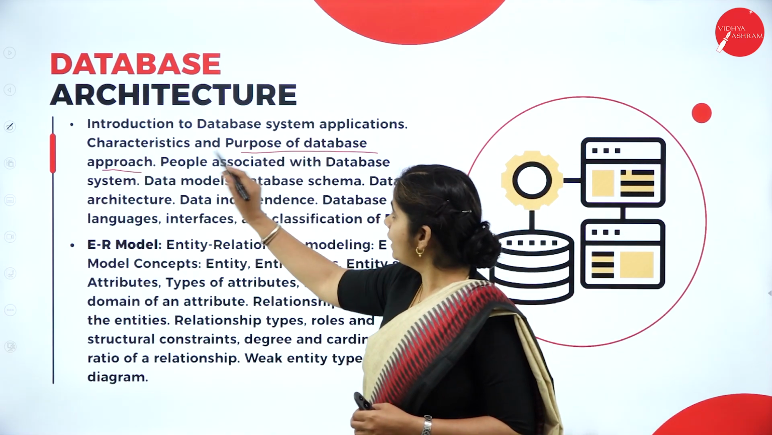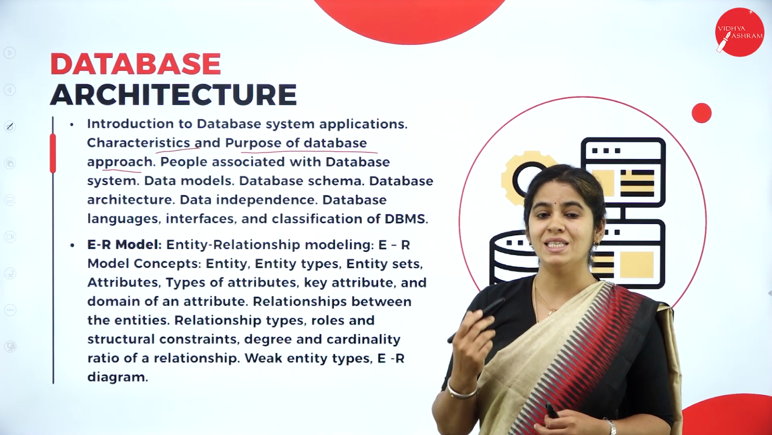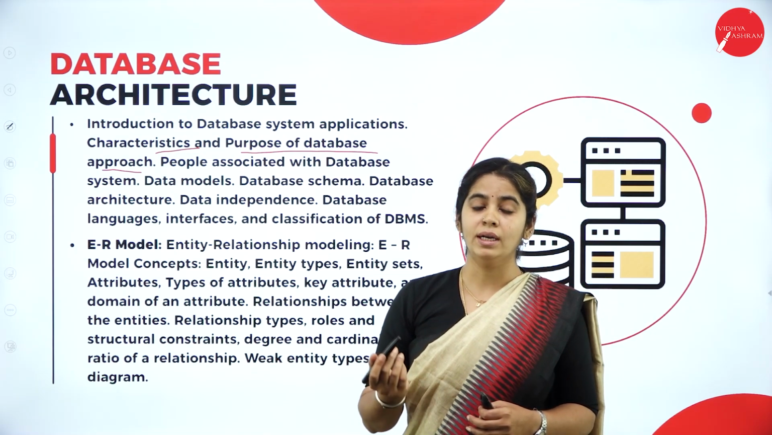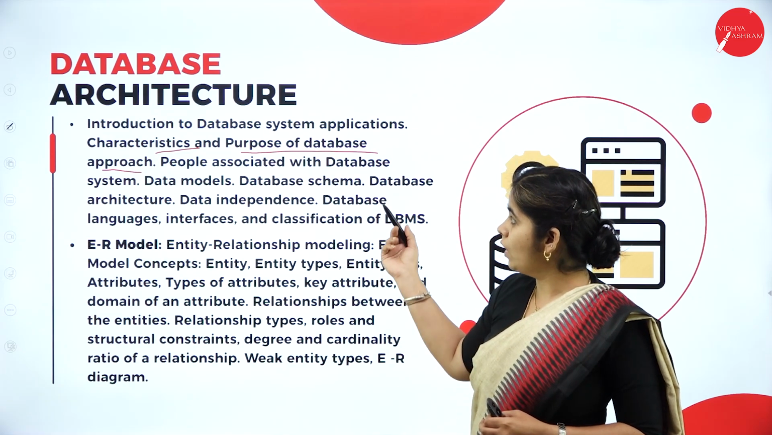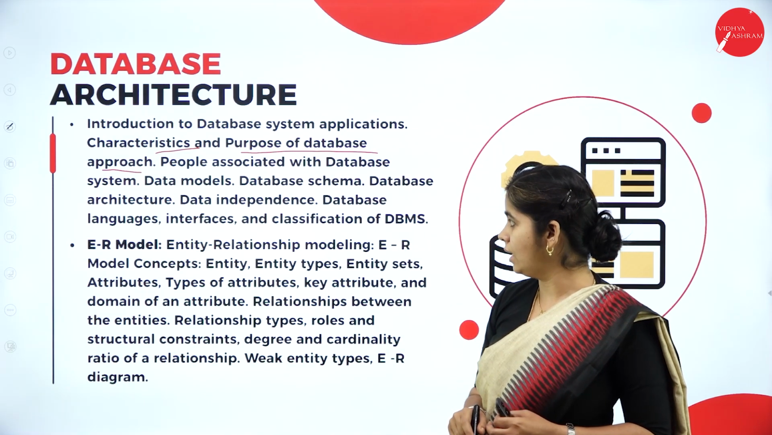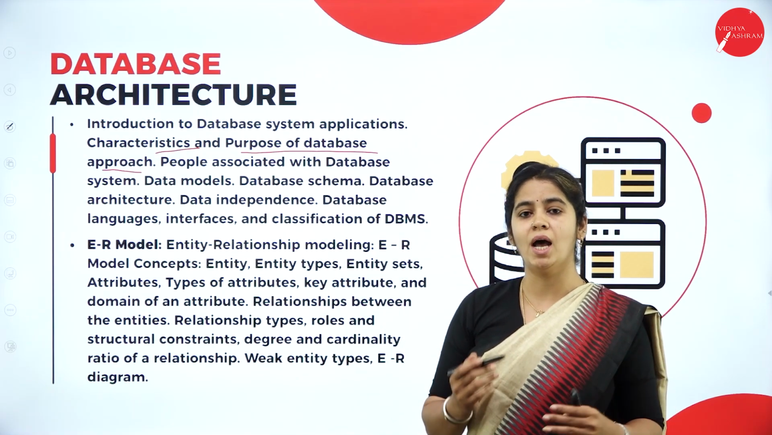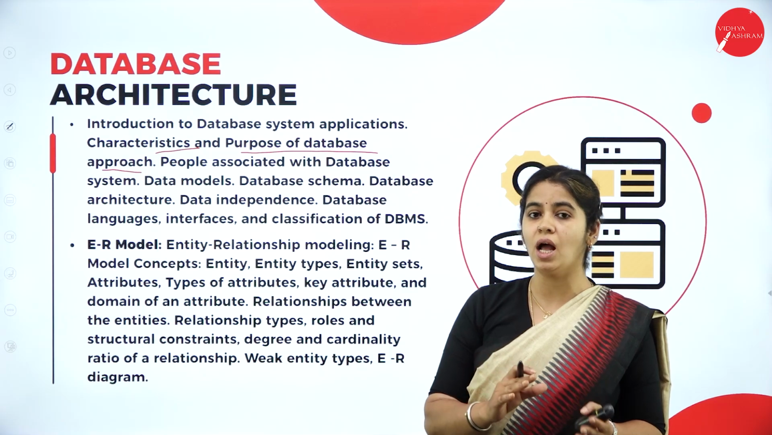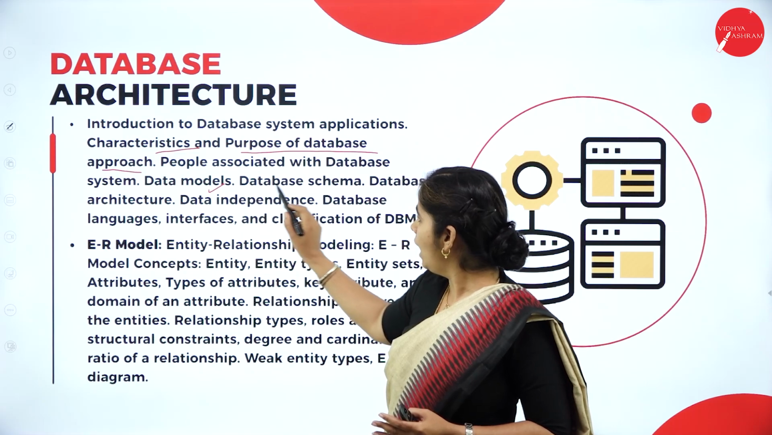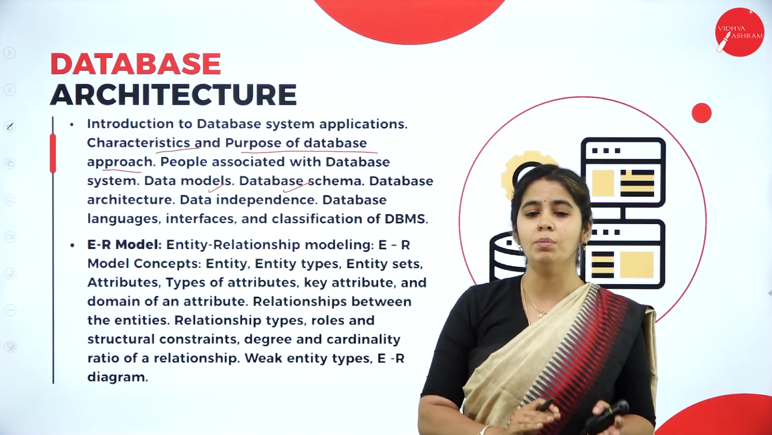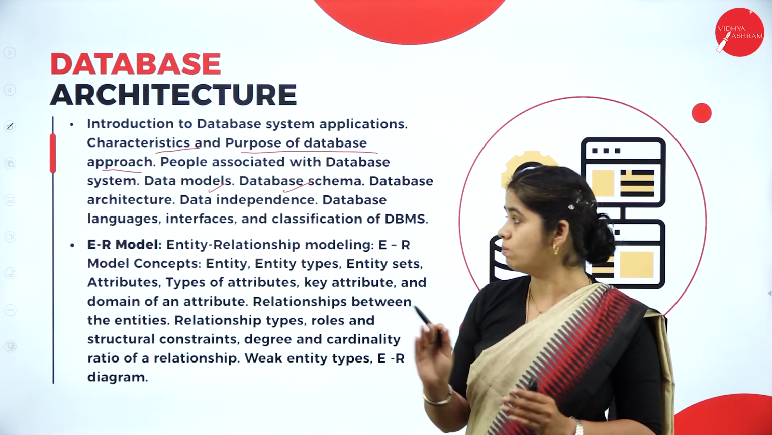Then what are the characteristics of a database management system? How is a database characterized? What characteristics can we find in a particular database? That we are going to discuss in database architecture. Then data models. There are different types of models when we are arranging the data, and we can arrange it in any of those models. So we cover data models and database schema. Different models and different schemas are there to arrange the data in different forms.